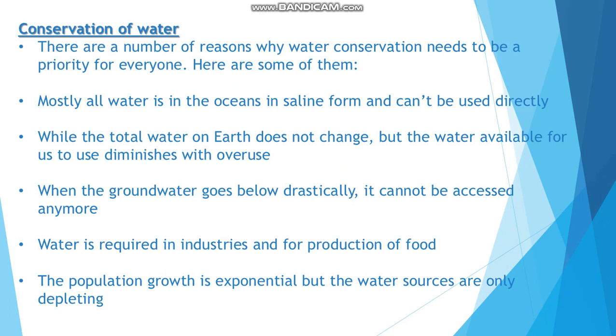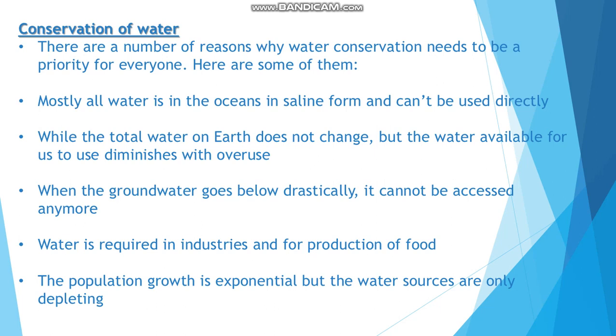When the groundwater goes down drastically, it cannot be accessed anymore. In industries and the production of food, the water we use can be minimized. Avoiding wastage of water, recycling of water wherever possible, planting trees and other vegetation, reducing water pollution, and controlling flooding and storing water for use.